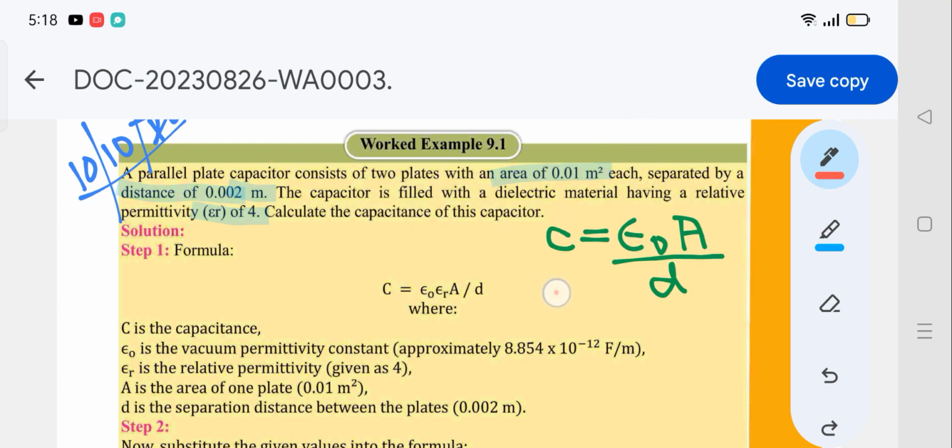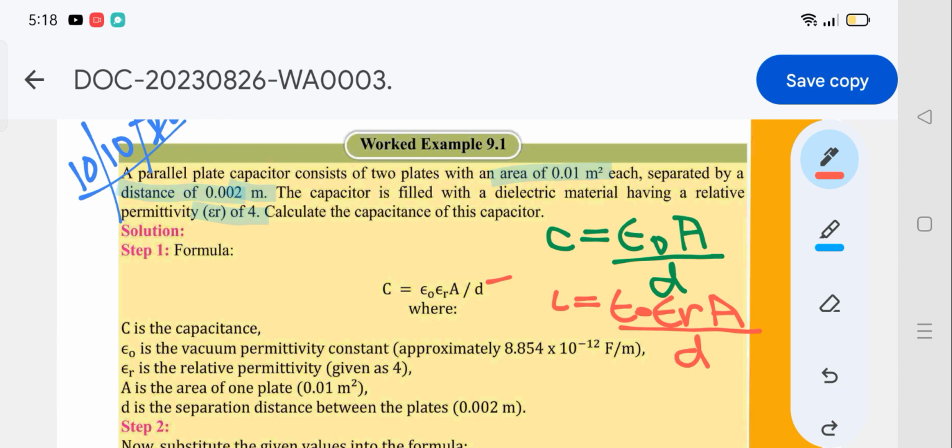Then we got our formula here, which is C is equal to epsilon naught, as it is increased by ER times, so ER into A upon distance D, right? So you can see here the formula epsilon naught ER A upon D. We derived this equation already in very detail, right?